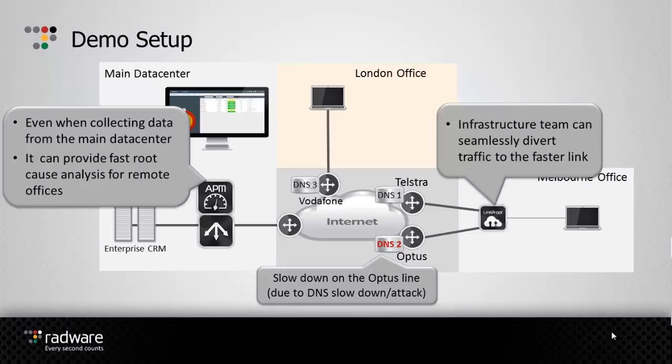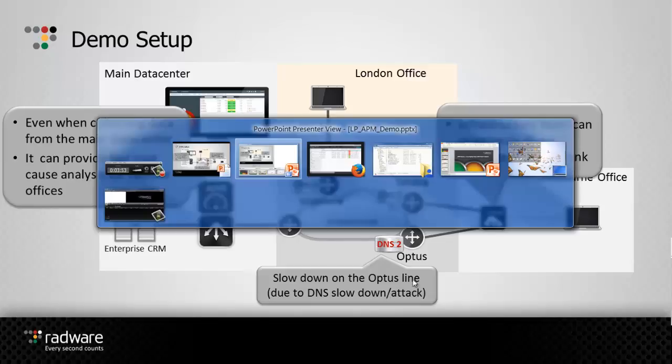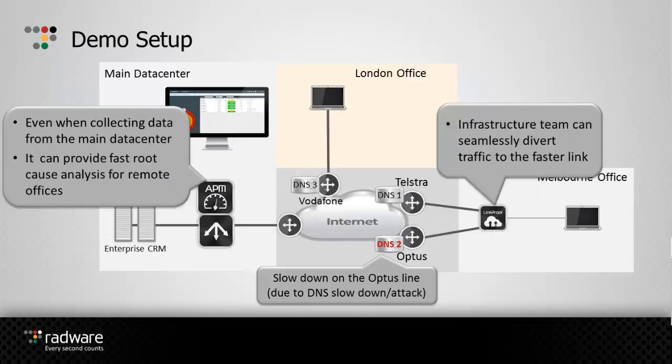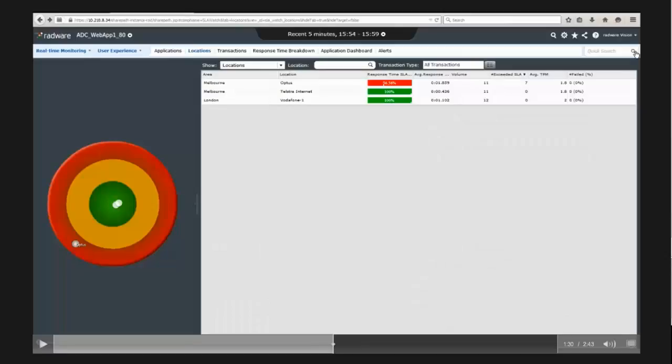So we instruct now the infrastructure team to seamlessly divert all traffic to go through the faster link, which is a Telstra link, using the Linkproof that is installed in the remote office. We will now go to the Linkproof dashboard and configuration UI in order to configure it to divert the traffic only through one of the links.